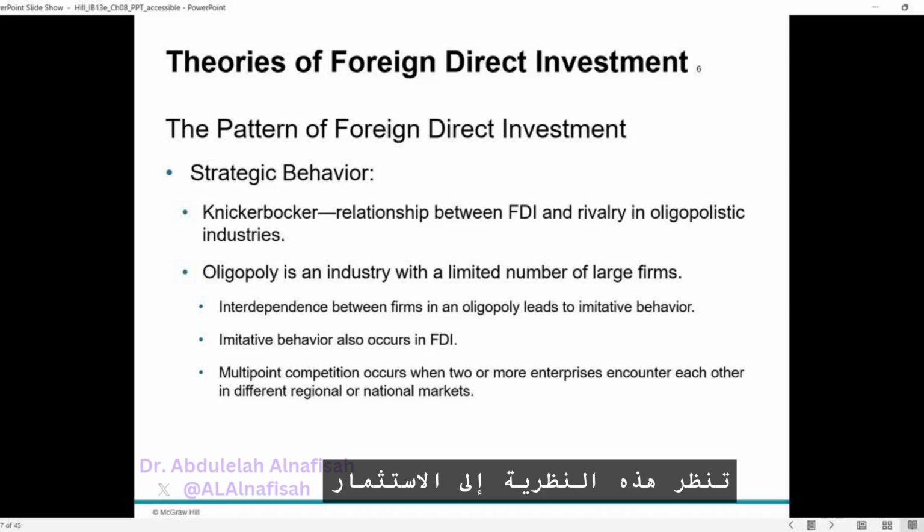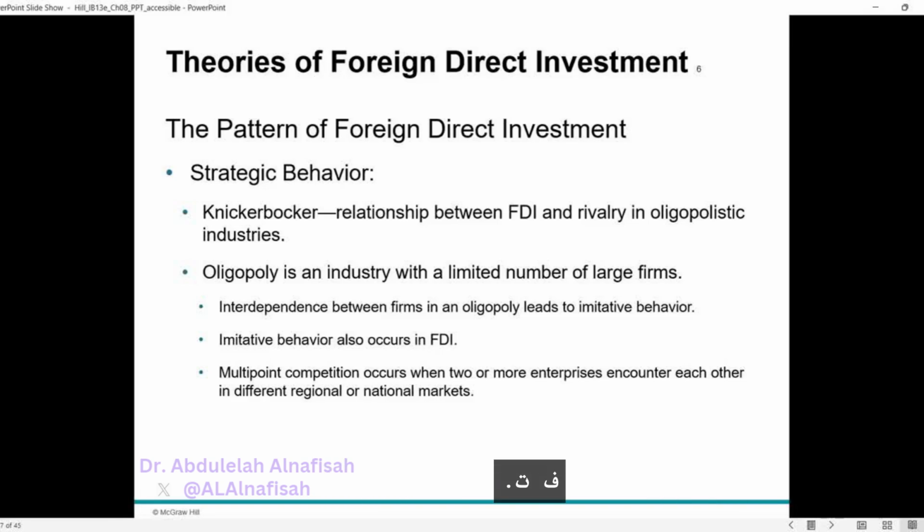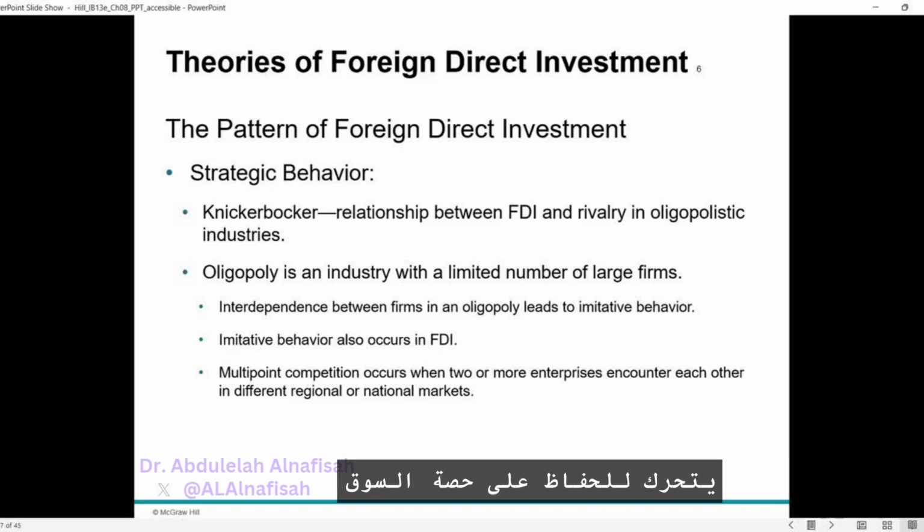Strategic behavior. This theory views FDI as a result of competitive dynamics in oligopolistic industries, where a few large firms dominate. F.T. Knickerbocker highlighted that firms imitate rivals' FDI moves to maintain market share and avoid competitive disadvantages. Examples include U.S. firms in the 1950s to 60s and Japanese firms in the 1980s, such as Toyota and Nissan, following Honda's lead in entering foreign markets. The concept of multi-point competition also applies, where firms match competitors' international moves to prevent them from gaining strategic advantages.